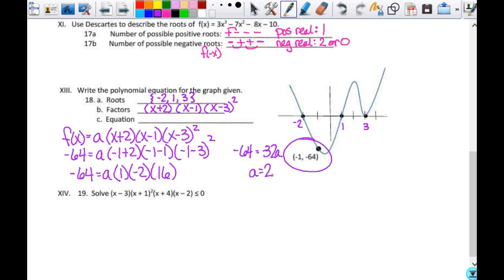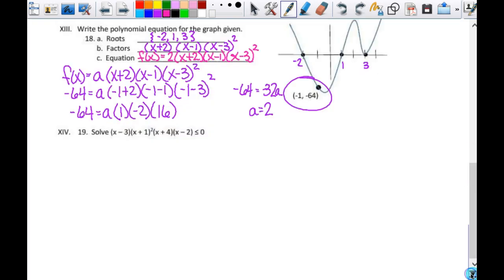So for my equation, all I've got to do is put the 2 in here and I'm good, because it doesn't say that I have to write it in polynomial form or factored form, so I'm going to use factored form because that's easier. So f of x equals 2 times x plus 2 times x minus 1 times x minus 3 squared. Don't forget about a.